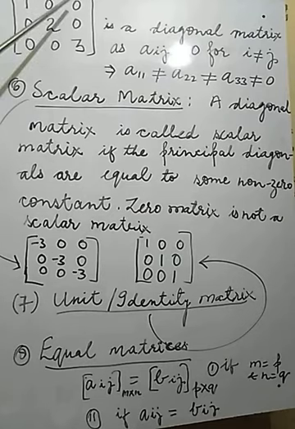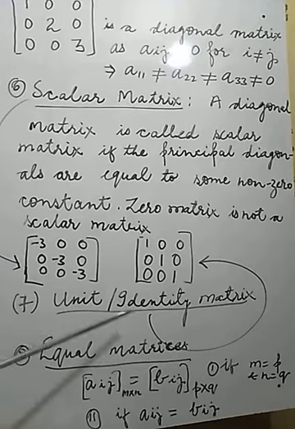Except diagonal, other elements are 0. Here also except diagonal, other elements are 0. Here in this condition also except diagonal, other elements are 0. So you may keep in mind, if these examples are kept in your mind, very easily you can differentiate diagonal matrix, scalar matrix, and unit or identity matrix.